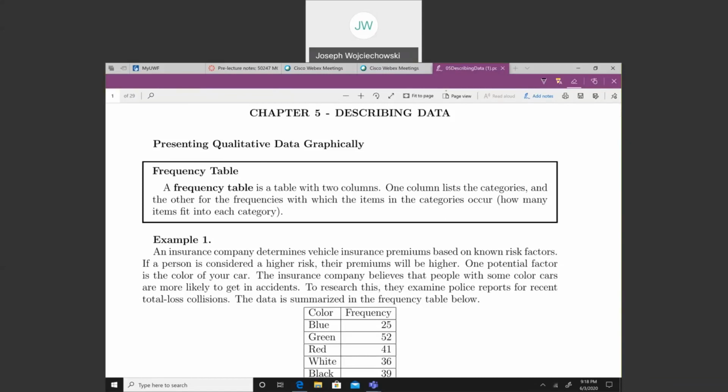Today we're going to look at the describing data chapter. First, we're going to look at ways to present qualitative data graphically.